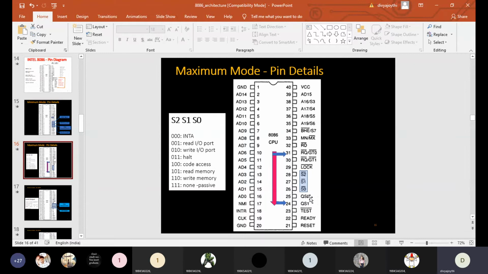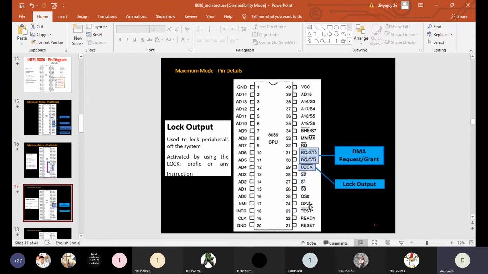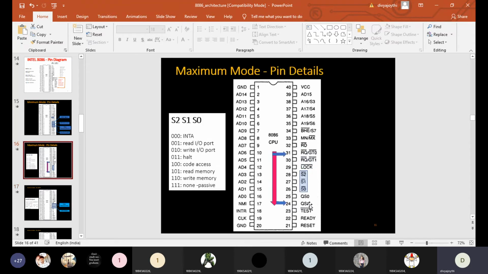That information, whether Q is empty, or whether it is dealing with 1 byte of instruction, or whether it is not performing anything, the status of Q is being provided by QS0 and QS1. If both QS0 and QS1 are zeros, that indicates that there is no operation. That means Q is not performing any operation.